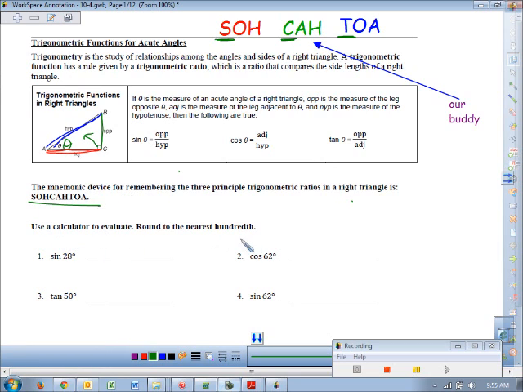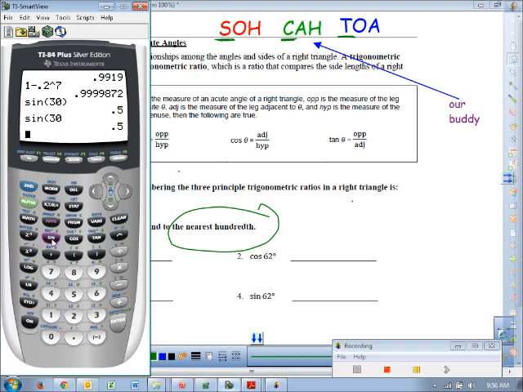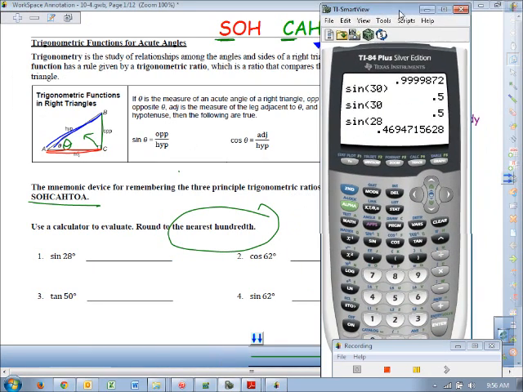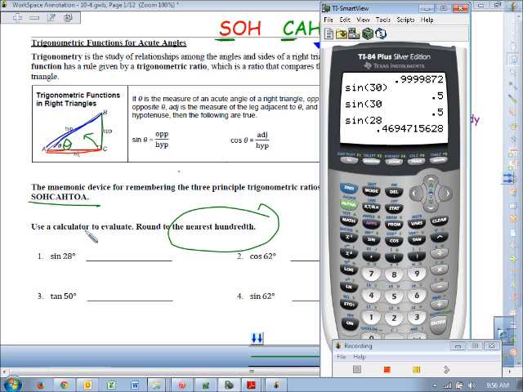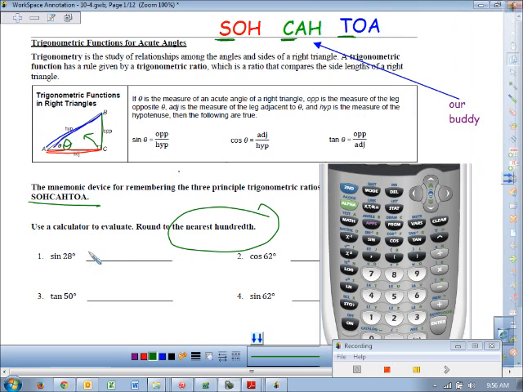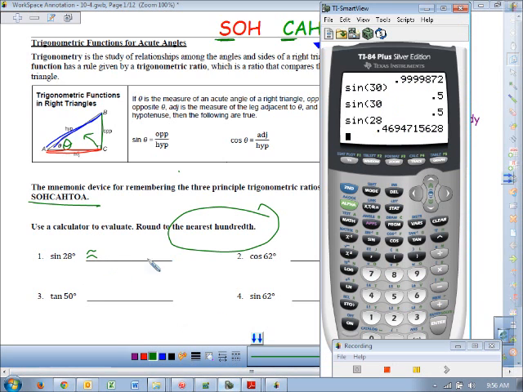We talked about that. Use the calculator to evaluate, rounding to the nearest hundredth. They want to know what the sine of 28 is. Well, you just punch in the sine of 28. And they want you to round to the nearest hundredth. So let's do that. How many decimal places is that? 2. You must put approximate symbols since you are rounding this. It is approximately 0.47.